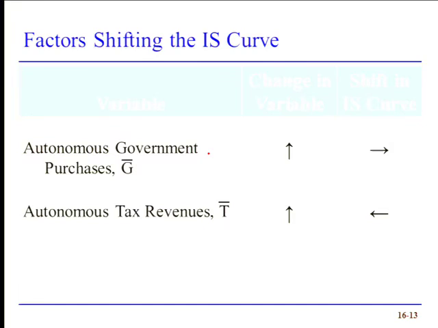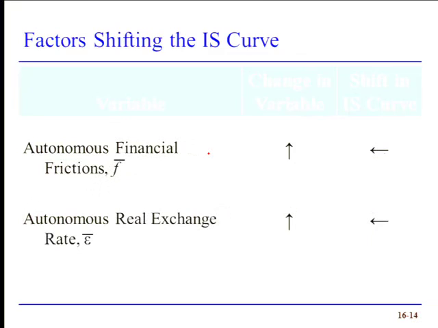Okay, so we could say the same thing. Autonomous government purchases: increase those, and the IS curve shifts to the right. How about autonomous taxes? Taxes go up, less disposable income, consumer spending goes down, and the IS curve shifts to the left. Oh, no, here's where I should put that.